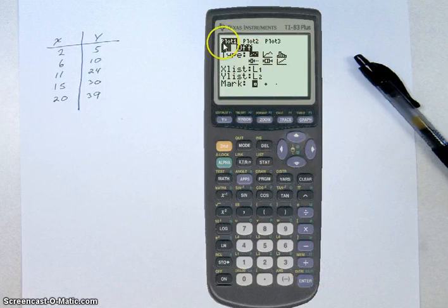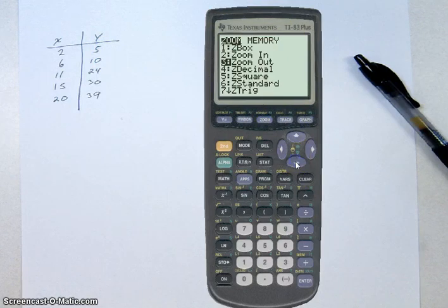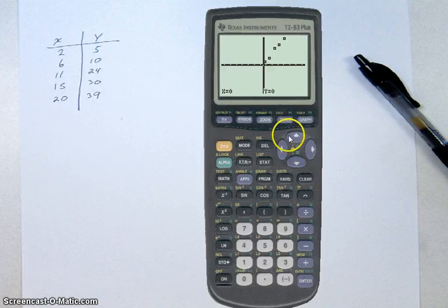You can see my cursor is highlighting the on. I'm going to hit enter to turn it on, and now when I go to graph it, you can see a couple of my points come up. If I zoom out, you'll see the rest of my points. There's all 5 points that I have there.